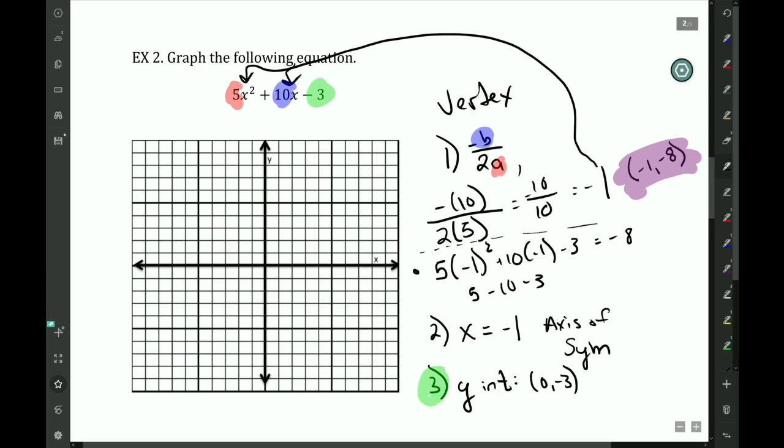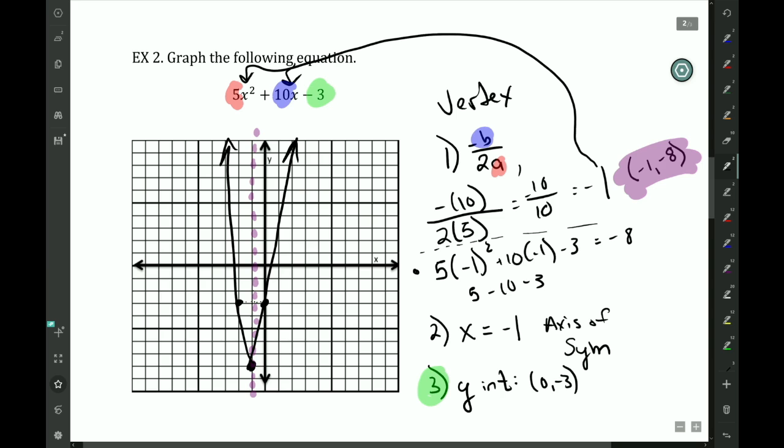Okay, we got all those points, so let's plot them on in there. The vertex, negative 1, negative 8, 1, 2, 3, 4, 5, 6, 7, 8. Okay, our mirror, so to speak, is going to be right on through. And we are going to have the y-intercept, 0, negative 3, 1, 2, 3. It's going to be symmetric. And we connect, and we'll call it a day right there.